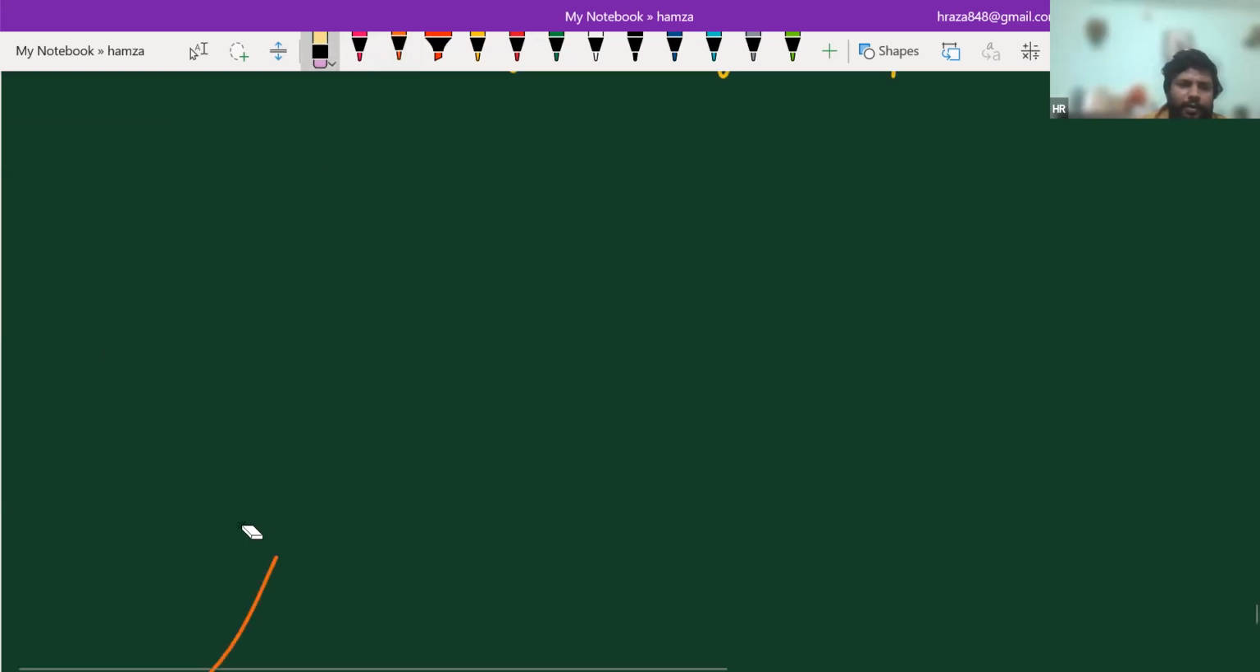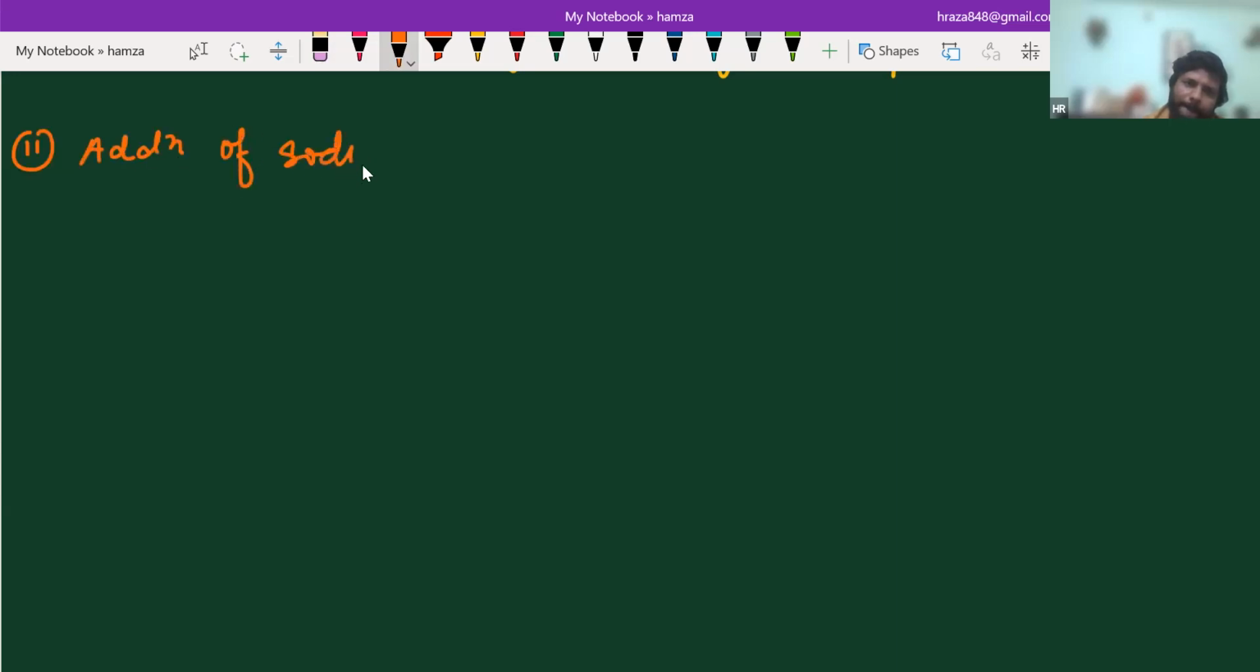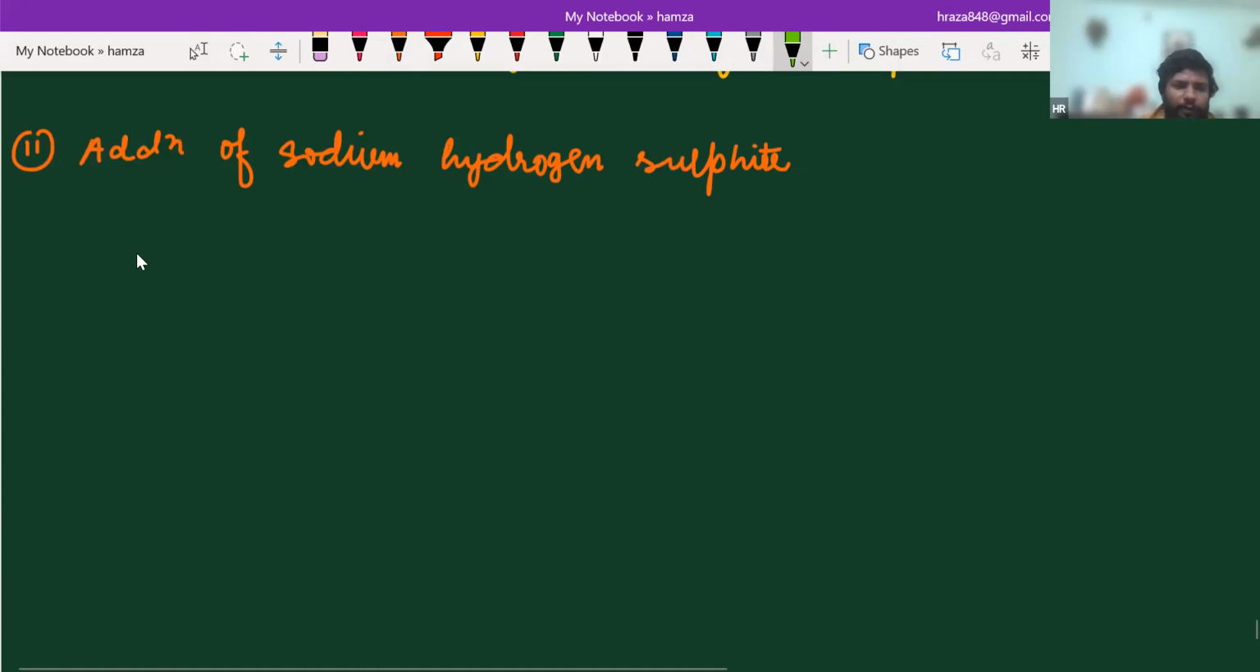Now the next example is again an addition. The second is addition of sodium hydrogen sulfite. If you have carbonyl compounds, either aldehyde or ketone, it will react with NaHSO3, that is bisulfite. What it will give is very easy to understand.